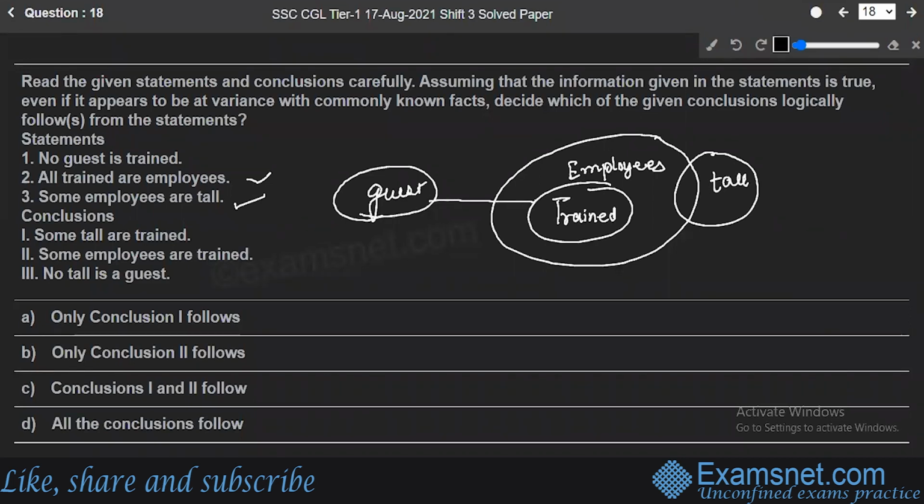See, I'm drawing a line between the guest and trained. Why? Because it's saying no guest is trained. So that means there is no interconnection between both of them. There is no merging of both of these entities. Now let's look at the conclusions.